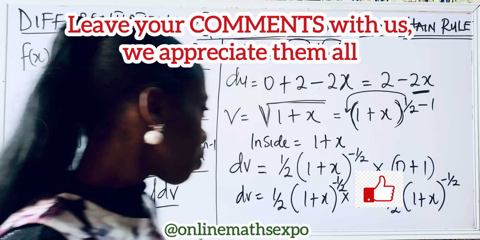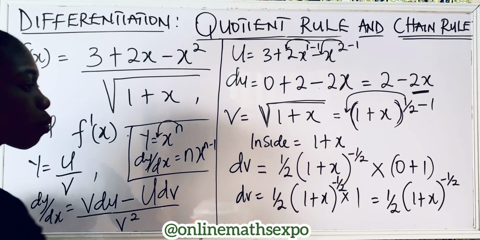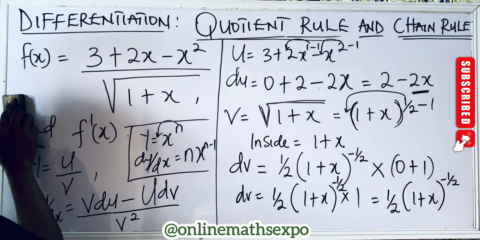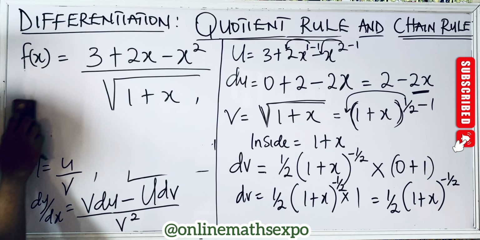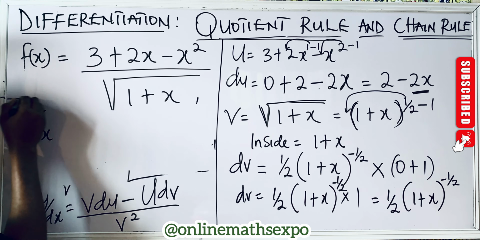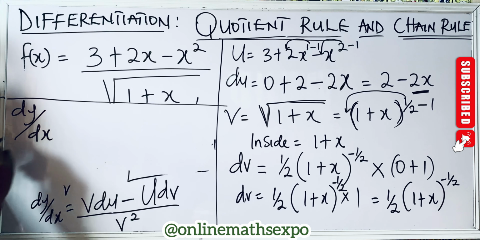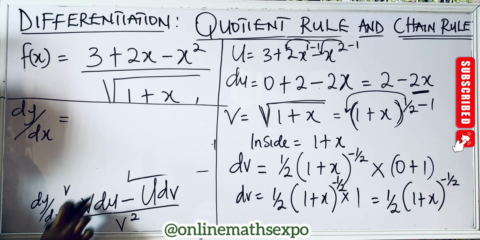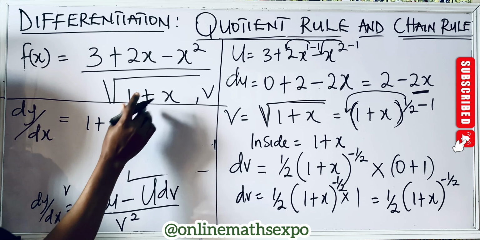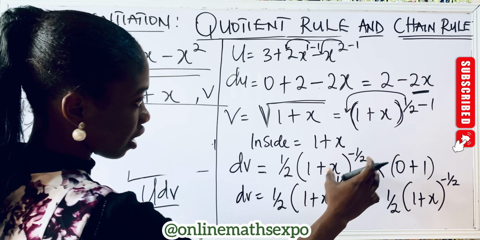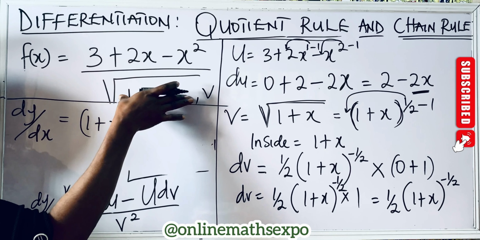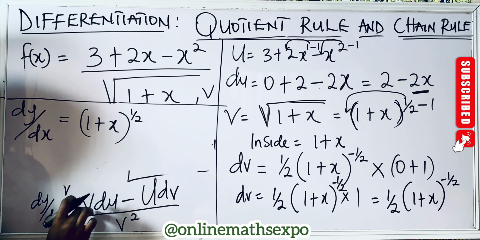Now let's continue. To continue with this, we are going to plug this into this statement here. And if you do that, this is going to give us dy dx. Let's take this off. Our dy dx will be equal to, your v is the denominator, which is 1 plus x. Let's express it in index form like we did here. In index form, we got this raised to the power of half, okay? So this is the same as this, and that is our v.